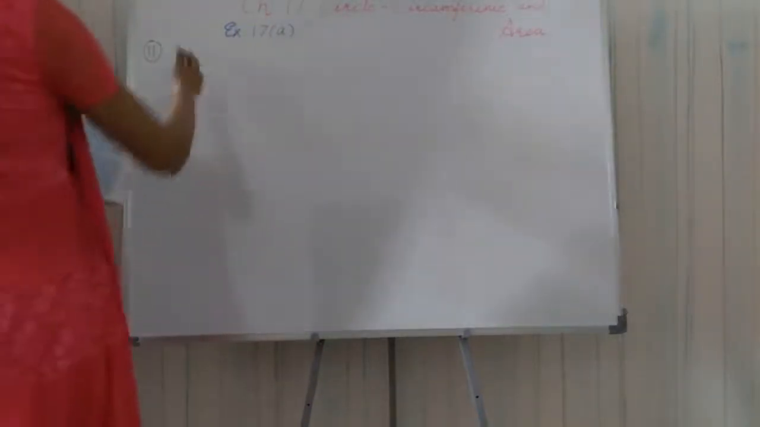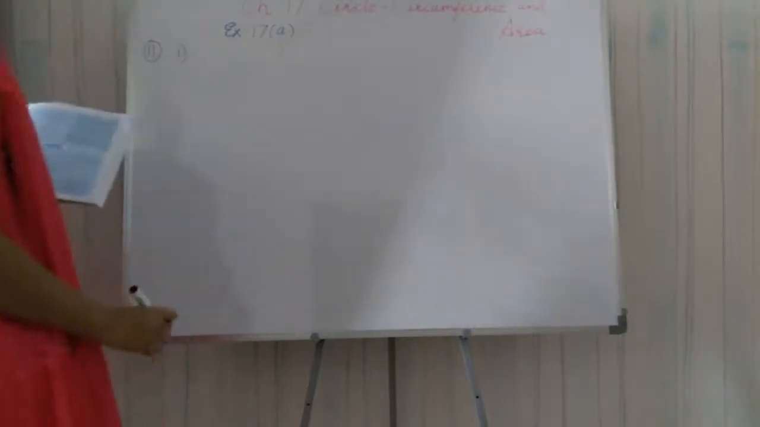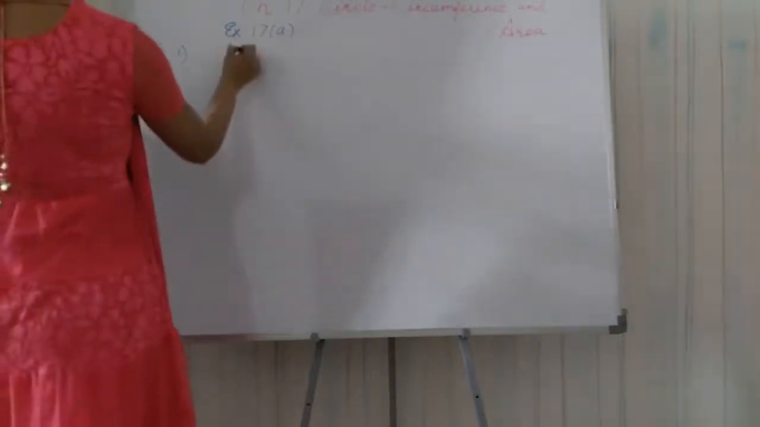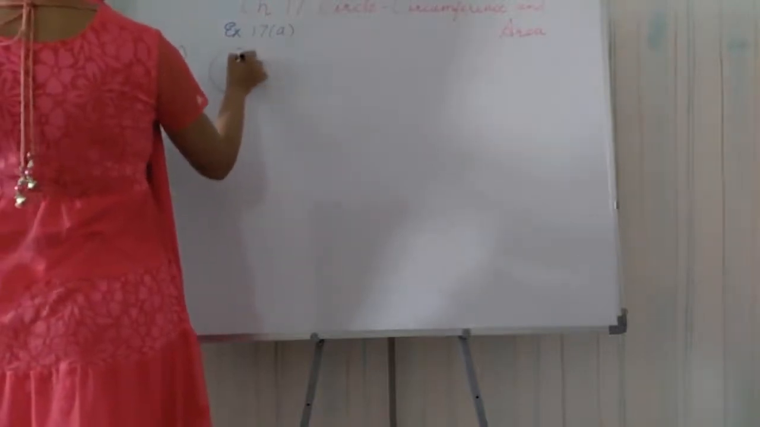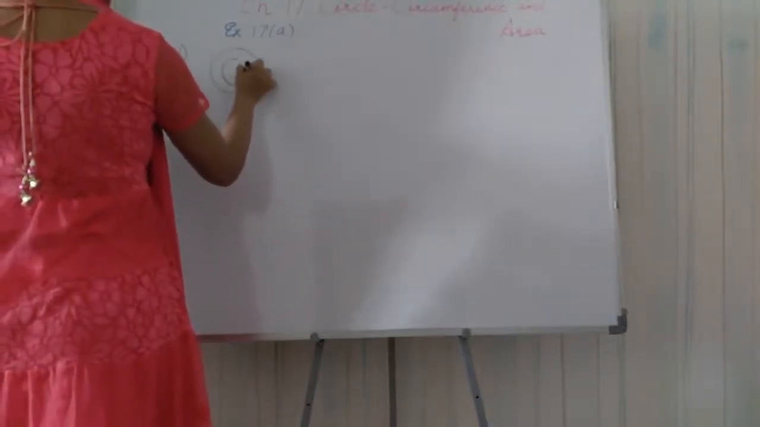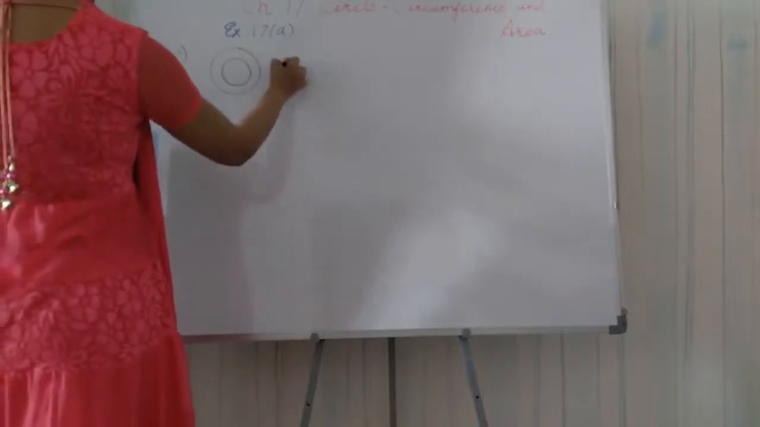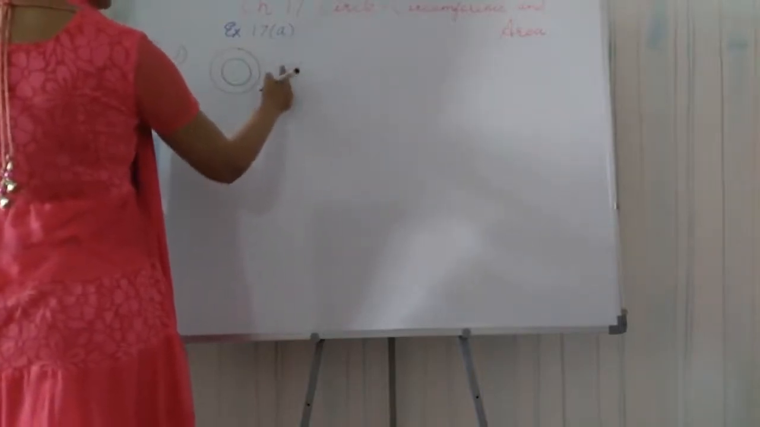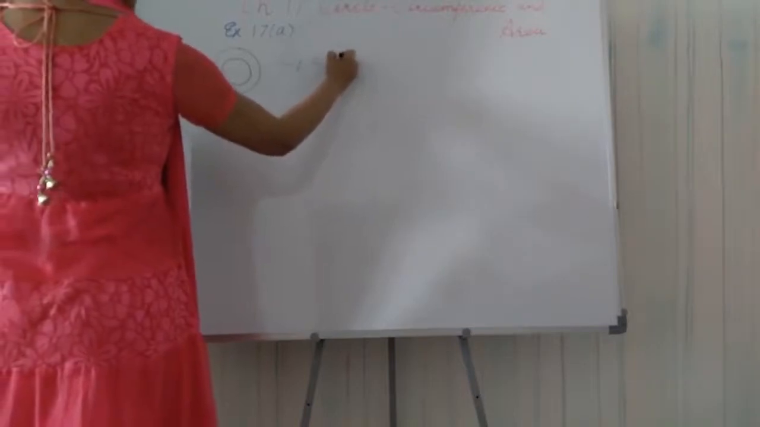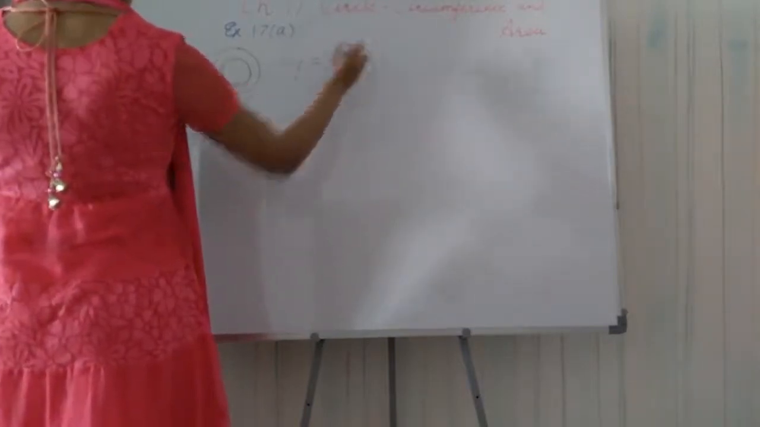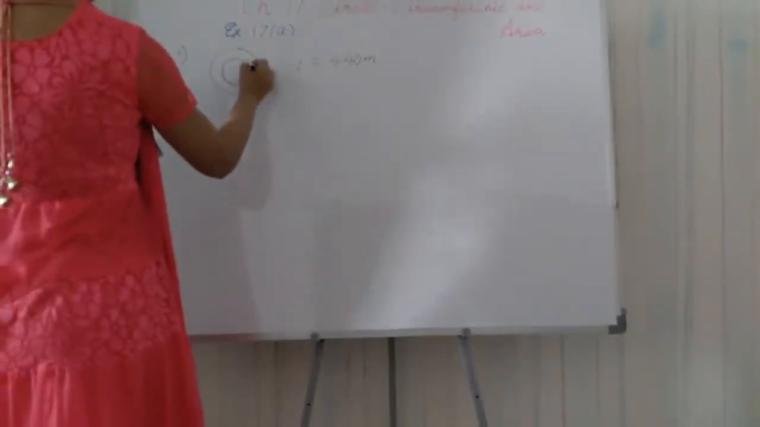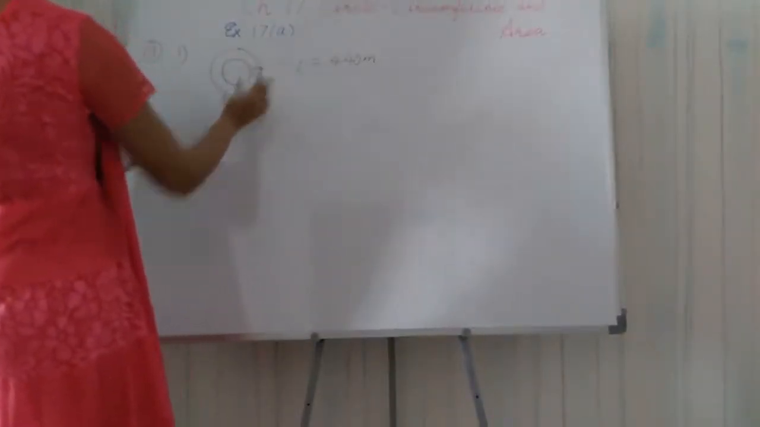In this question, first part, the inner circumference of a circular track is 440 meter. So, you are given this type of circular track. In the first line you are given the inner circumference, means this part. So, I write CI, C for circumference, I for inner, 440 meter. This is given in the question. The track is 14 meter wide. It means this part is 14 meter in width.